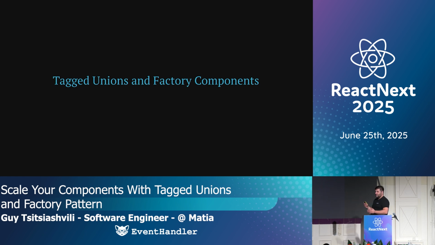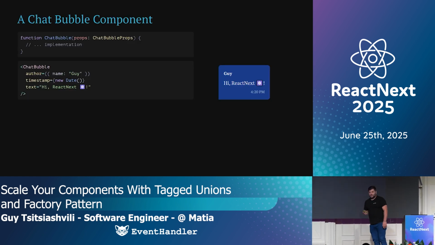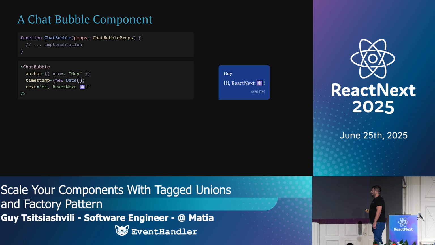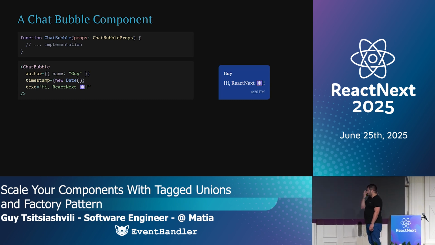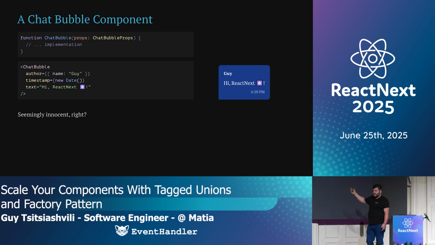I don't really know how to kick it, how to start it, so I want to go by examples. But first, let's understand what is the problem we're trying to solve. Have you ever built a component that tries to do everything? So let's start with an example, a classic chat bubble in a chat application. We have some chat bubble, author name, which is me, some timestamp, and text. We'll dive into the implementation in a moment, but seemingly innocent, right? Small component, okay.